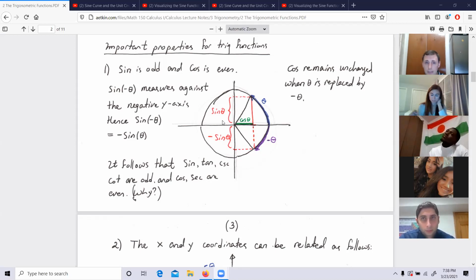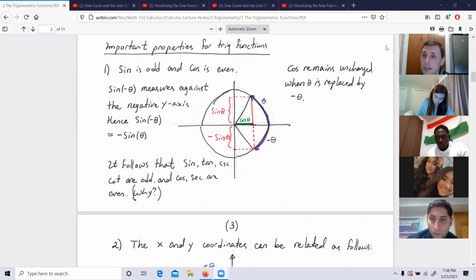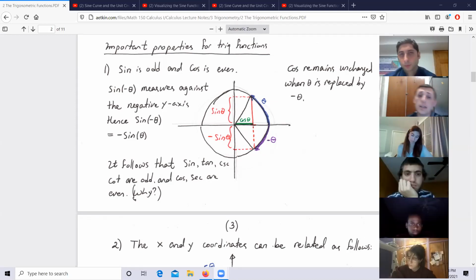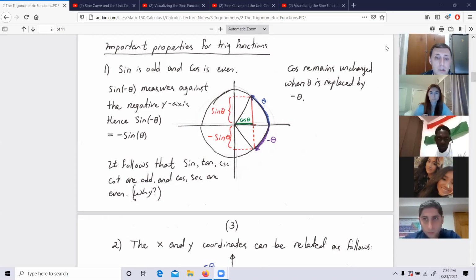It could be a small angle or a large angle. Maybe if the angle is large, it will be over the negative x-axis. The point is theta or minus theta produce the same x component, but different y components, which makes opposite y components, which makes sine an odd function and cosine an even function. Do you understand? Can you see it, guys? All right. All those properties will be important for us. We will utilize many properties.